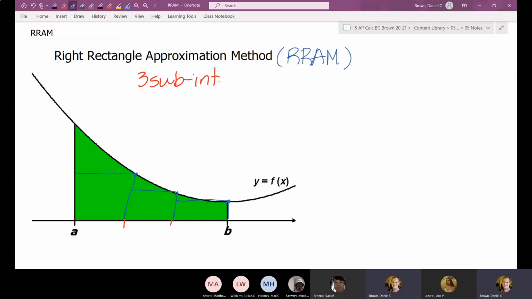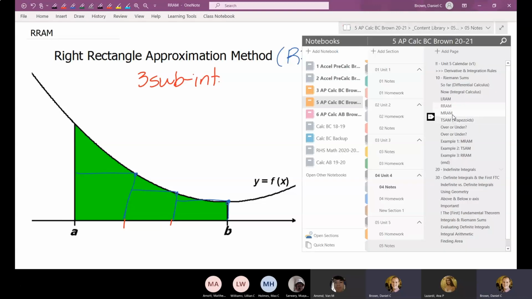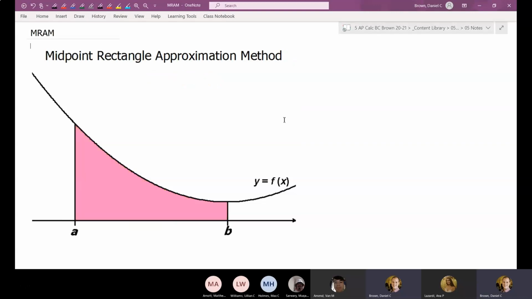So we have the left-hand approximation, and we saw for this particular graph it was an overestimate. We also looked at the right-hand approximation, which is an underestimate. I know you can see it in the notes, but if you want to think about a way that balances those, instead of going from the left or going from the right, we can just use the middle. That's where the third approximation is going to come from. It is called MRAM, or midpoint rectangular approximation method. And I'm going to still use those same 3 subintervals.